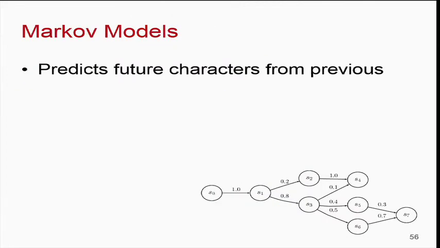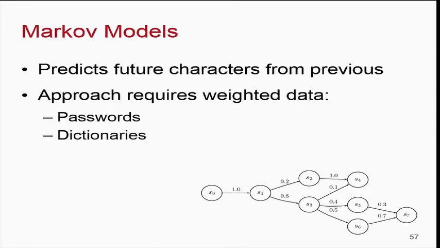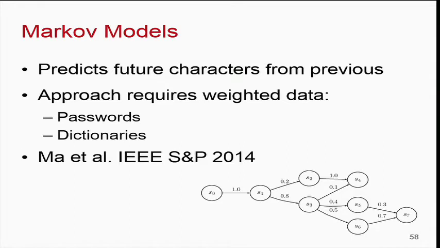Okay. Next, I'd like to speak briefly about the probabilistic approaches. So the Markov model assigns probabilities to subsequent characters based on the previous ones. And it requires weighted training data, that is, passwords, dictionaries. And conveniently, a paper at Oakland last year did a comprehensive evaluation of different configurations of Markov models, and we actually employ what they found was best for the types of passwords we study. However, the speed of this approach is quite slow.